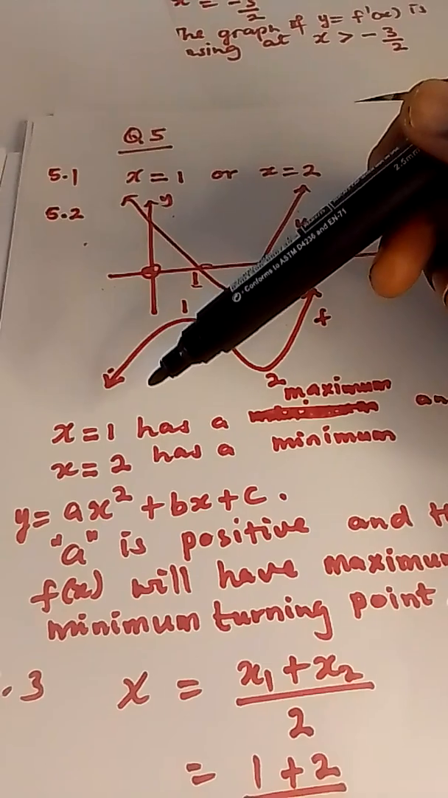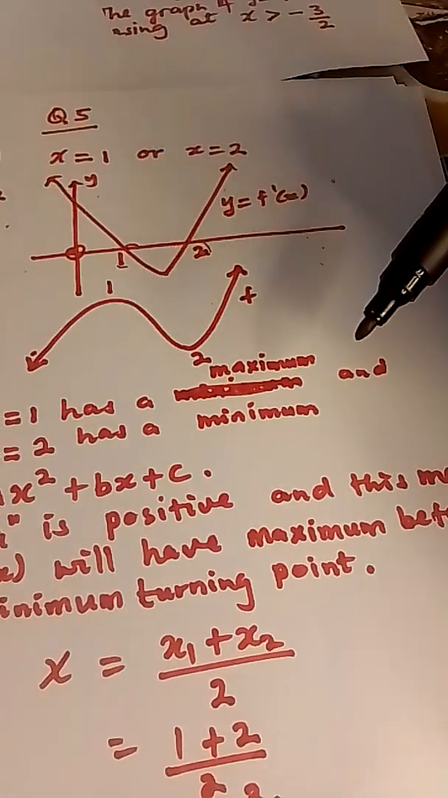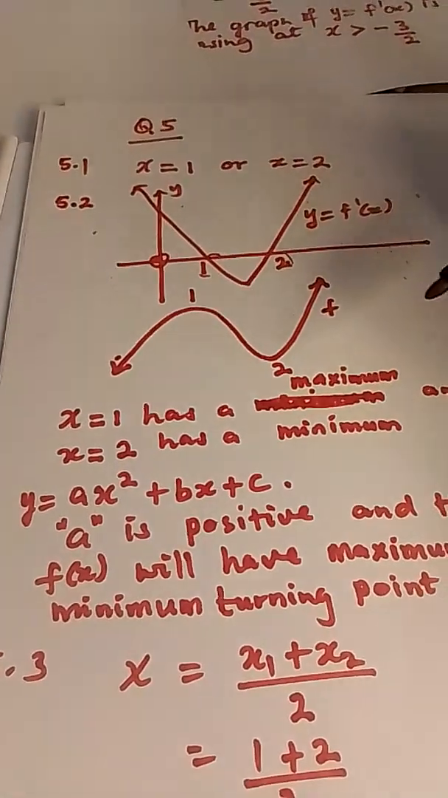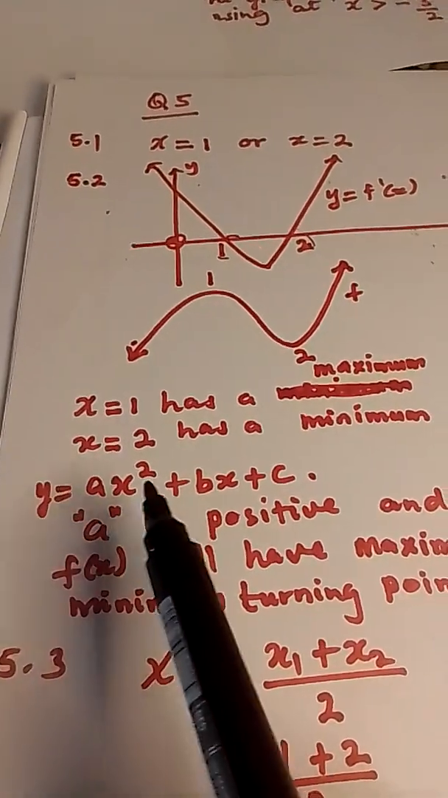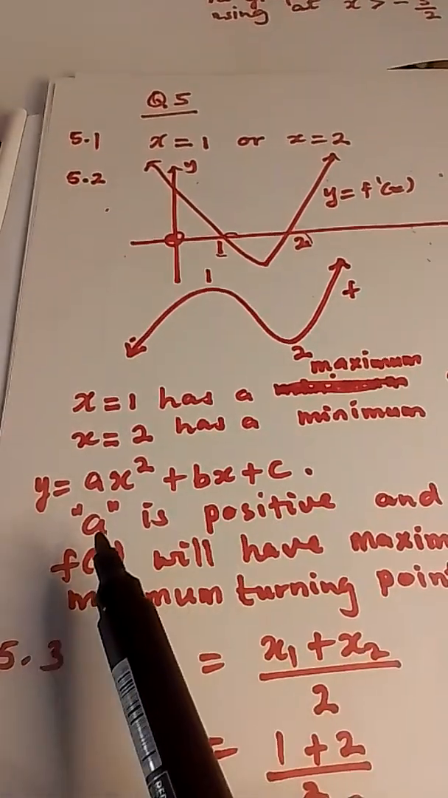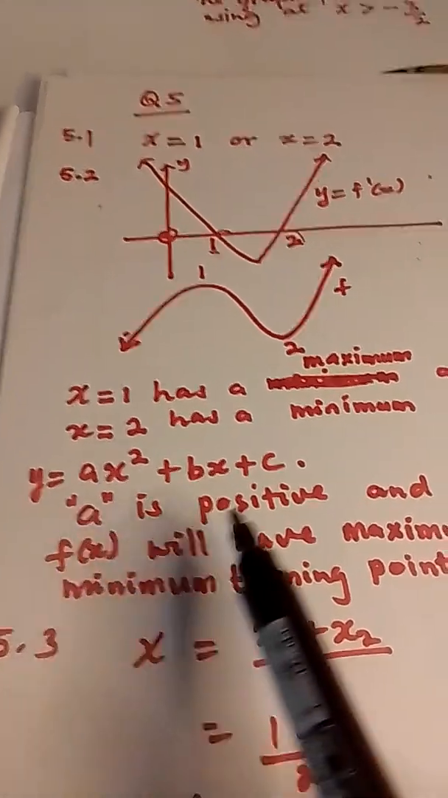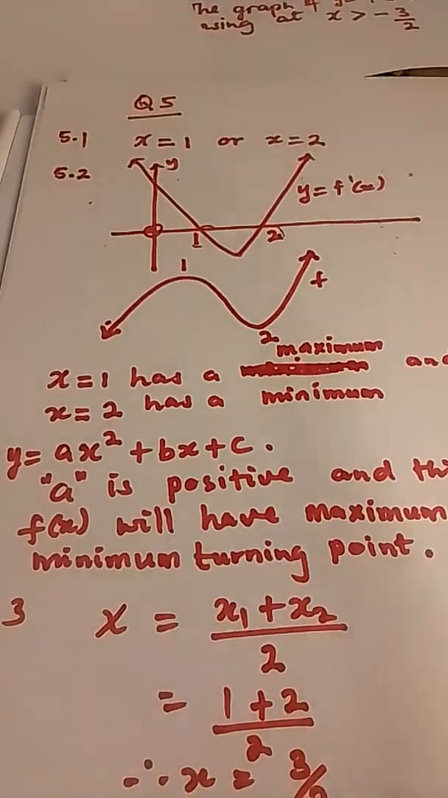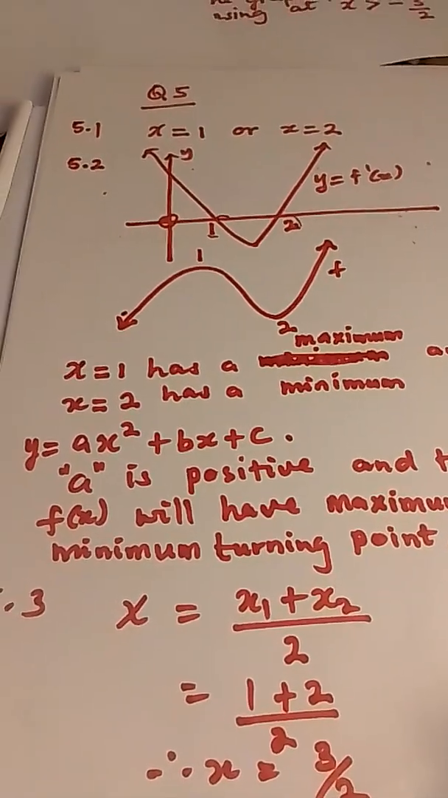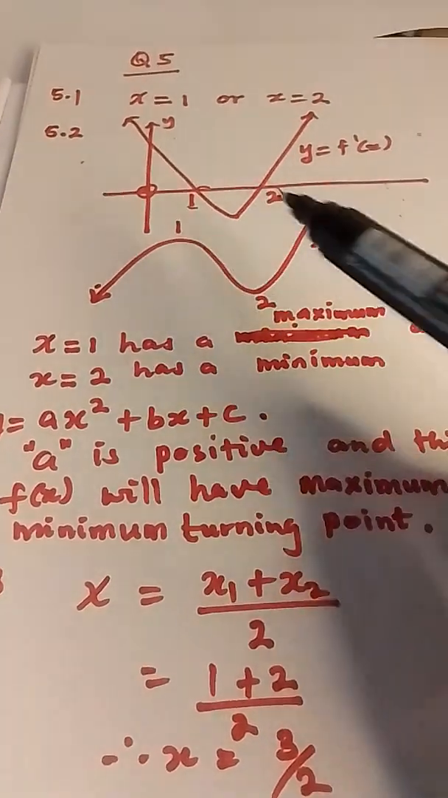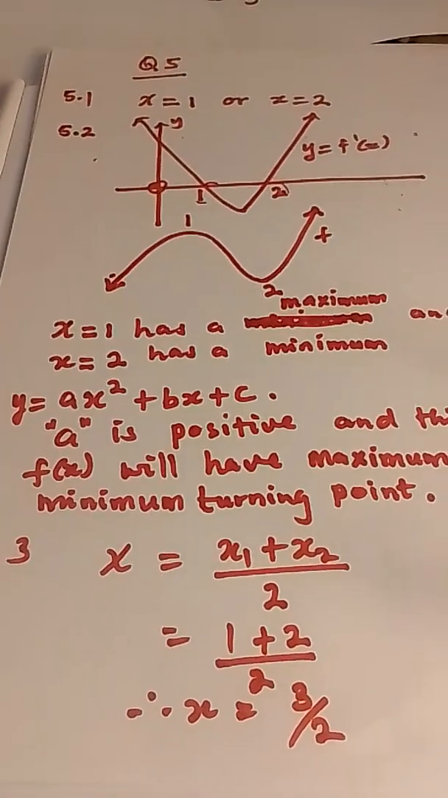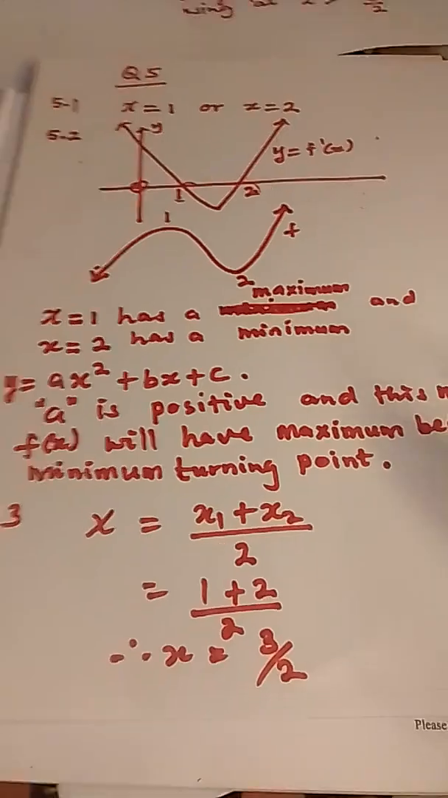So you will say x equals 1 has a maximum and x equals 2 has a minimum. The reason is that when we look at y = ax² + bx + c, the coefficient of x², which is a, is positive. And this means that f(x) will also have a maximum before a minimum turning point, because a in the cubic function is also positive. Therefore, 1 comes before 2. So 1 will be the maximum turning point and 2 will be the minimum turning point. So that is how I gave my explanation.